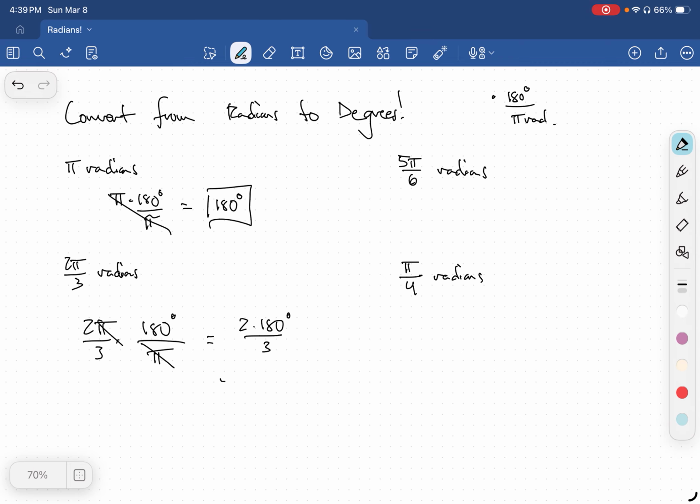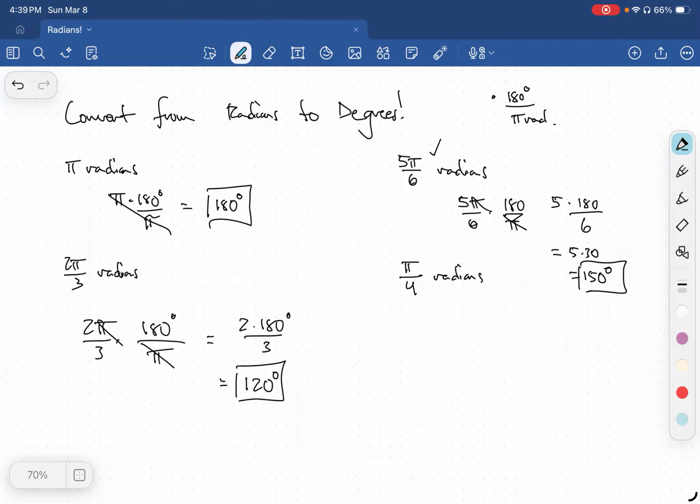5 pi 6 radians. I'm going to take 5 pi 6 and multiply by 180 over pi. Pi's will divide out. I get 5 times 180 divided by 6. Divide by 6 first, and I have 5 times 30, which is 150 degrees. Makes sense, because that's less than a full pi, and pi is 180 degrees.